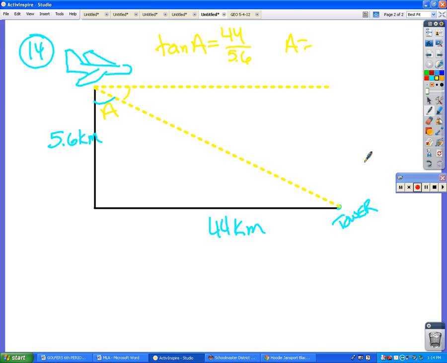Right, the inverse tangent, the arctangent, whatever you want to call it. So you go second tangent, 44 divided by 5.6, and the survey says 7 point what? 7.3. Great. And that's the answer in the book, so I guess that is the answer they're looking for, 7.3 degrees. Okay, so we're all right.